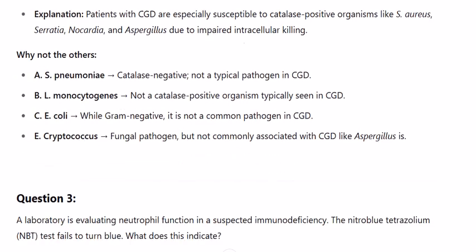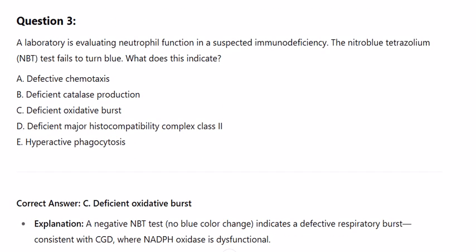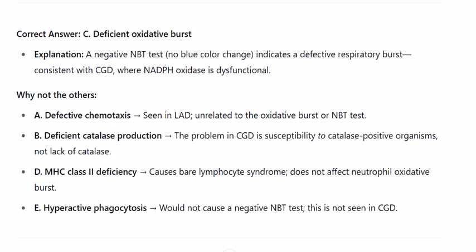Question 3. A laboratory is evaluating neutrophil function in a suspected immunodeficiency. The nitroblue tetrazolium, NBT, test fails to turn blue. What does this indicate? A. Defective chemotaxis. B. Deficient catalase production. C. Deficient oxidative burst. D. Deficient major histocompatibility complex class 2. E. Hyperactive phagocytosis. Correct answer, C. Deficient oxidative burst. Explanation: a negative NBT test, no blue color change, indicates a defective respiratory burst, consistent with CGD where NADPH oxidase is dysfunctional.